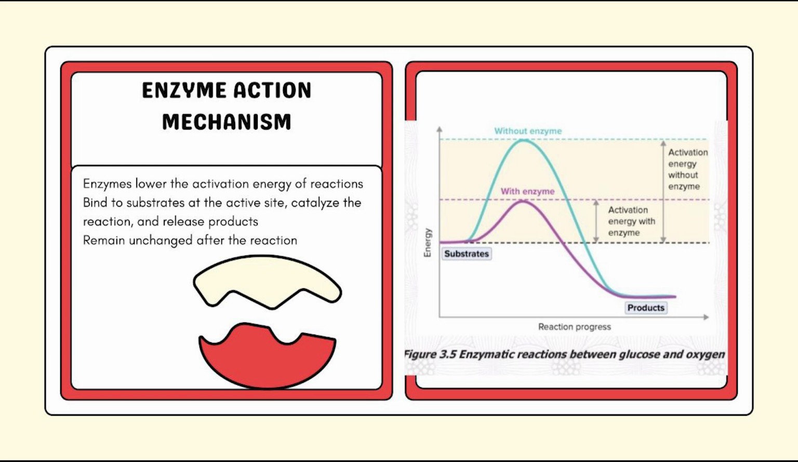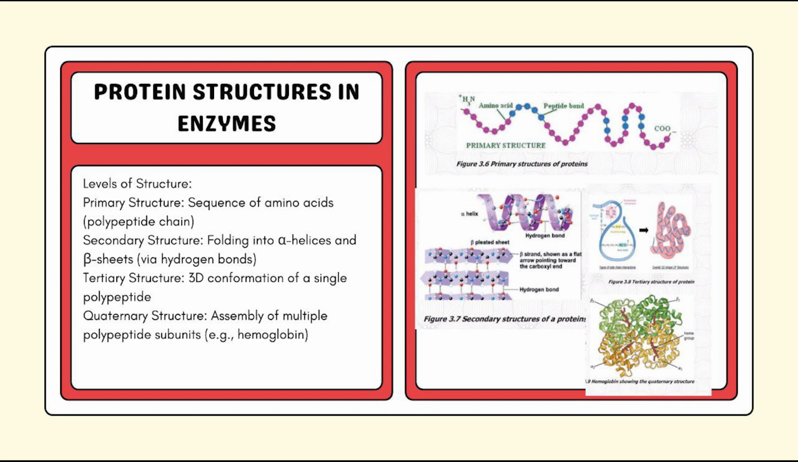Since enzymes are proteins, let's quickly review protein structures. Proteins have 4 levels of structure. The first one is primary structure, the linear sequence of amino acids. The second one is secondary structure, which is local folding into patterns like alpha helices and beta sheets held together by hydrogen bonds. The third one is tertiary structure, the overall three-dimensional shape of a single protein molecule.